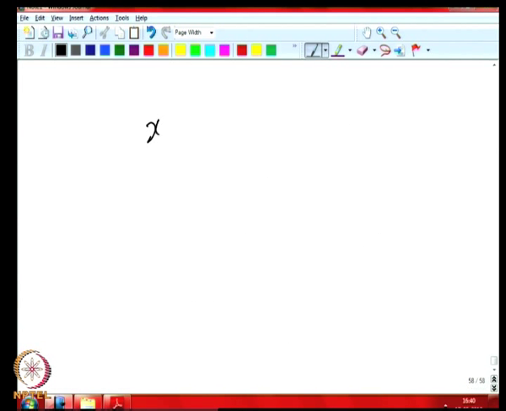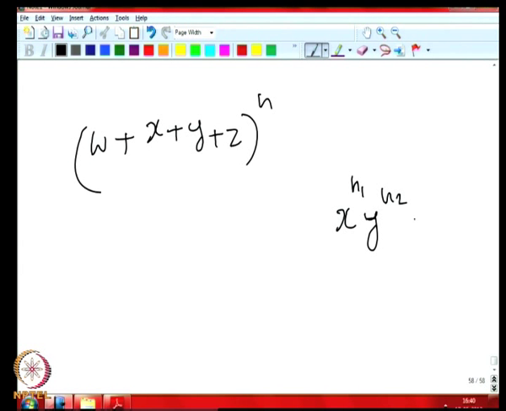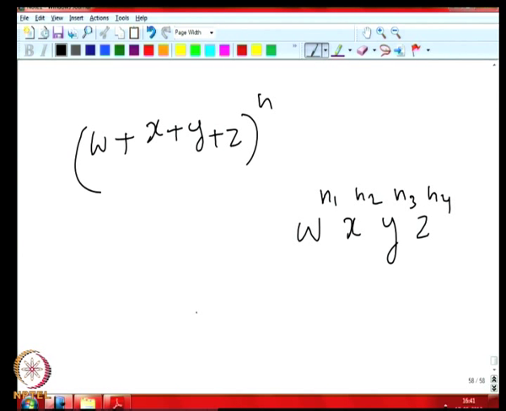So, when we come back to (w + x + y + z) raised to n, and we ask for the pattern w raised to n1, x raised to n2, y raised to n3, z raised to n4, this kind of pattern will come. The only condition for this to be a pattern in the expansion is that n1 plus n2 plus n3 plus n4 has to equal n, because they should add up to the total exponent.